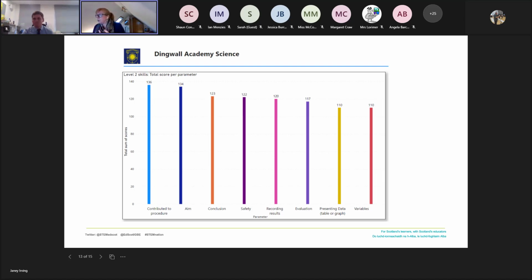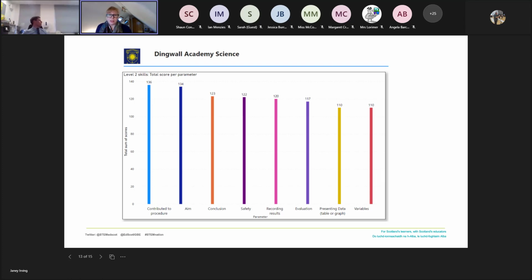For example, presenting data was an area that Dingwall were saying they felt they were going to have to do more work around with this particular cohort, and variables as well. And I was very pleased when I heard Dingwall talking about that clustered approach and having that common language, particularly around something like scientific inquiry skills, which can be so valuable as a way to support learners all the way from early level to fourth level. So with things like variables, how do we introduce that? When does that get introduced? When do we start using independent and dependent variables and so on?